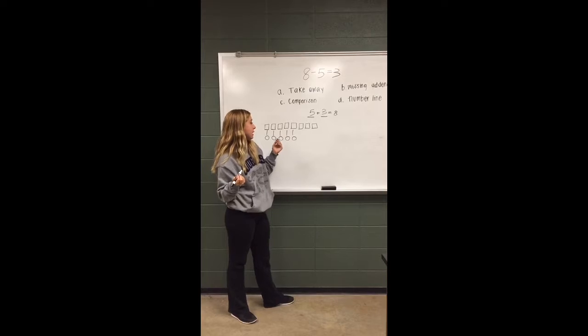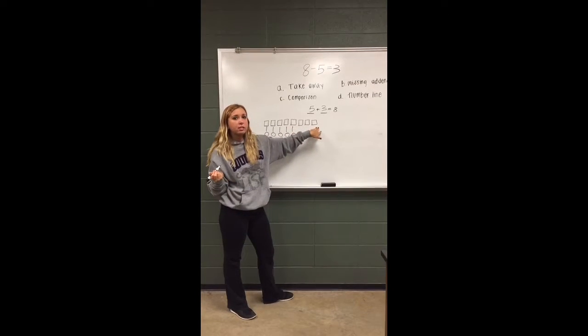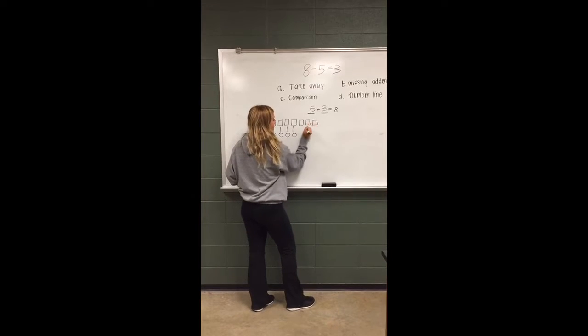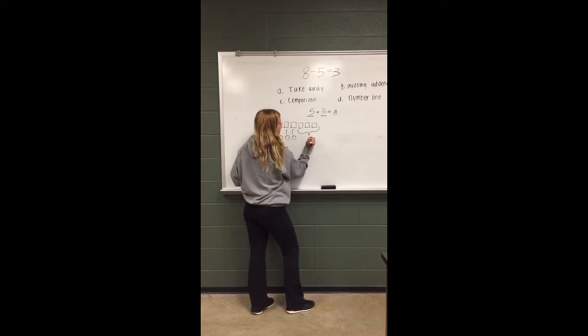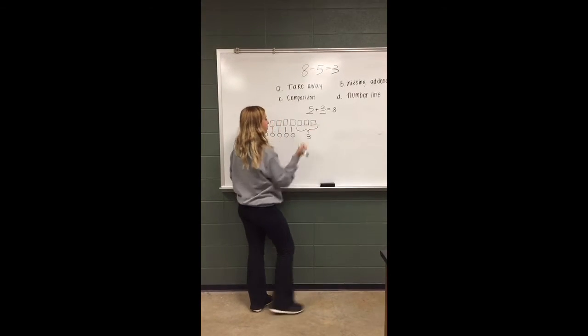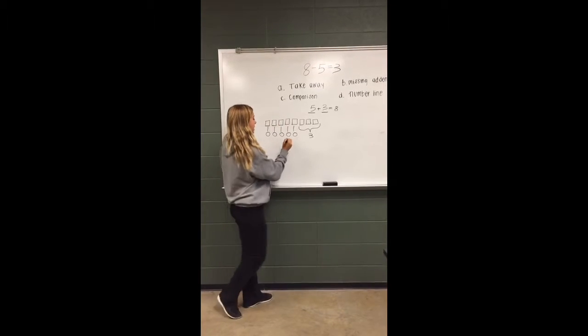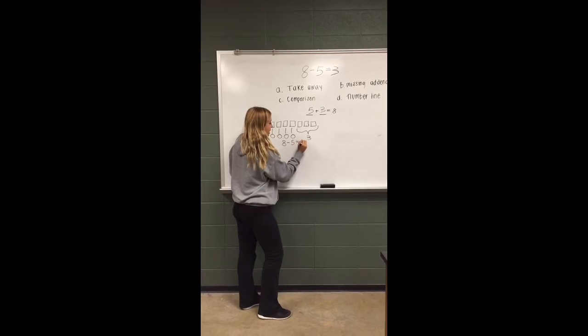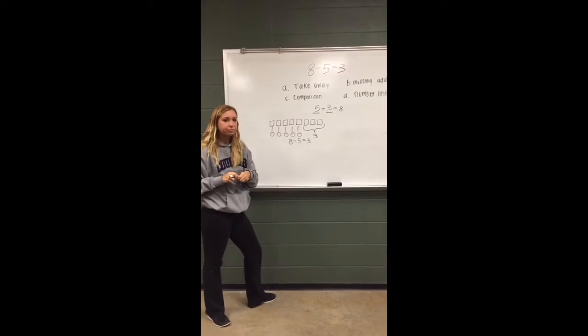And so then what I would see is I would see that these 3 squares have no pairs. So that would show the difference, which would be 3 squares. So that would be, once again, showing 8 minus 5 equals a difference of 3.